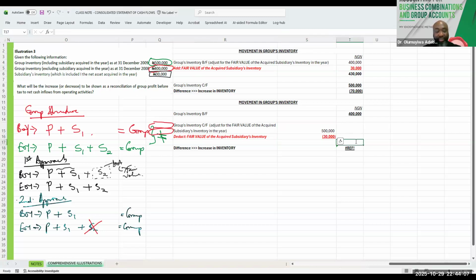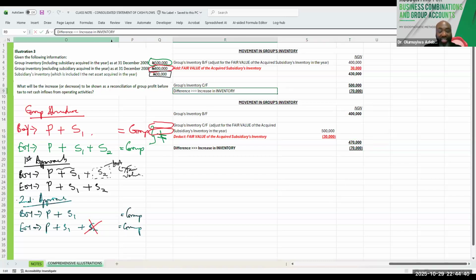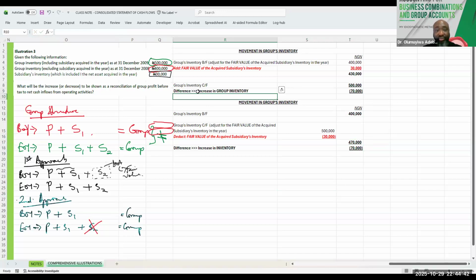And that gives me 470. I can now compare 470 with 400, and it's going to give me the same 70. And that is it, which means regardless of the approach you use, you are going to get the same thing, which means there's actually an increase in group inventory of 70,000, not 100,000.